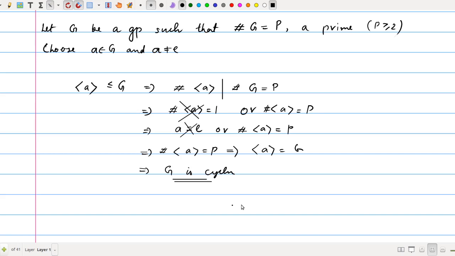Now we have two more theorems and one definition after this, which we will discuss in the next class.